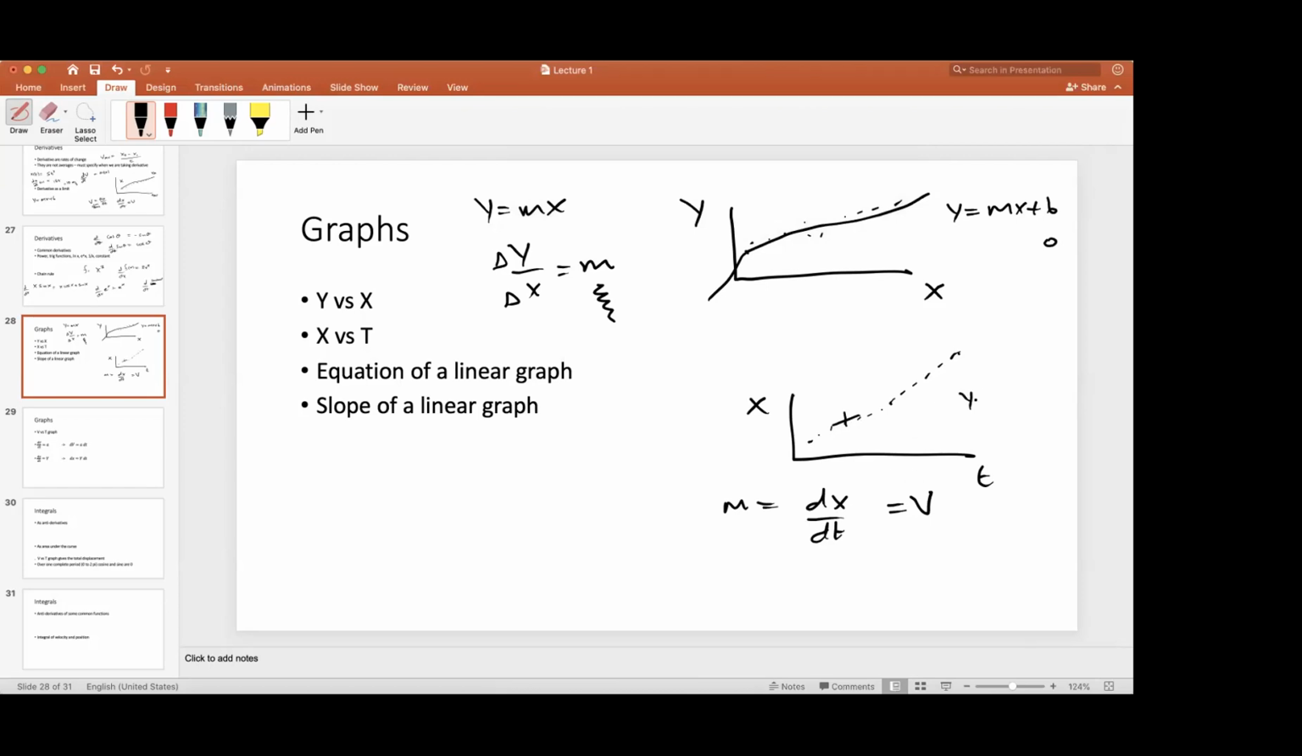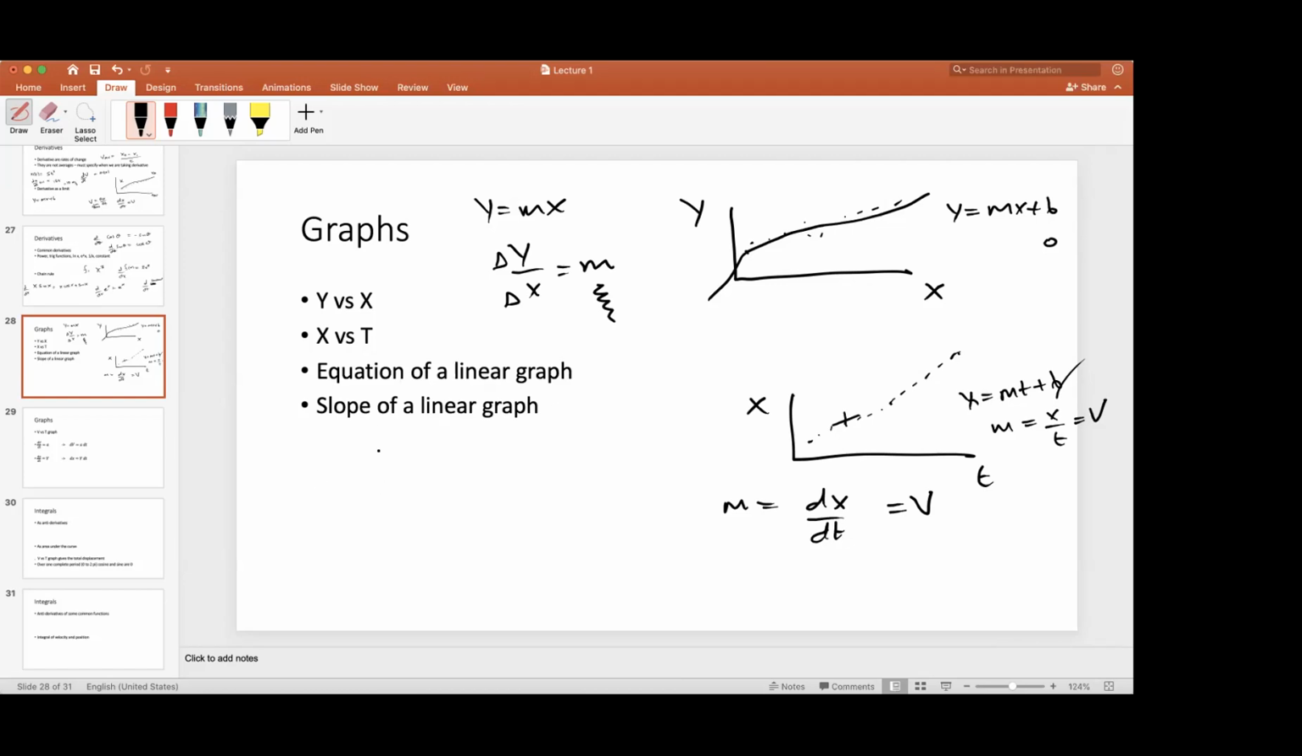Our slope appears as x is equal to mt plus b. We assume that we can ignore b, and we write down the slope as x over t is v. That's what we do with graphs. Graphs always are labeled as y versus x, or x versus t. Whatever is in your left-hand vertical column comes first in the title of your graph. The slope of a linear graph gives you the linear relationship.